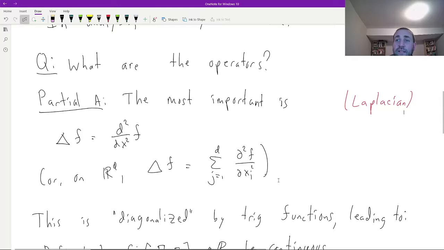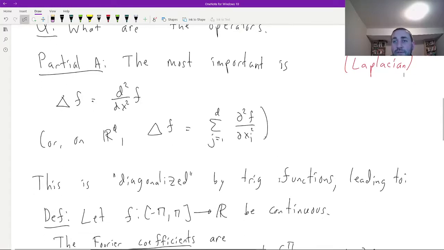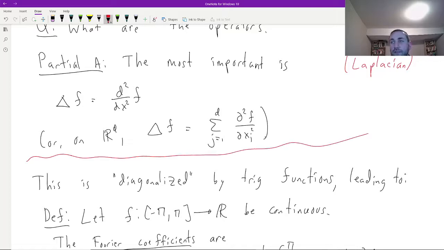Okay, so that's sort of a nice operator to deal with. And it turns out it's very easy to diagonalize that operator. That is, to find the eigenfunctions of that operator. They're exactly the sines and the cosines. Okay, so everything up until this point is sort of a heuristic.